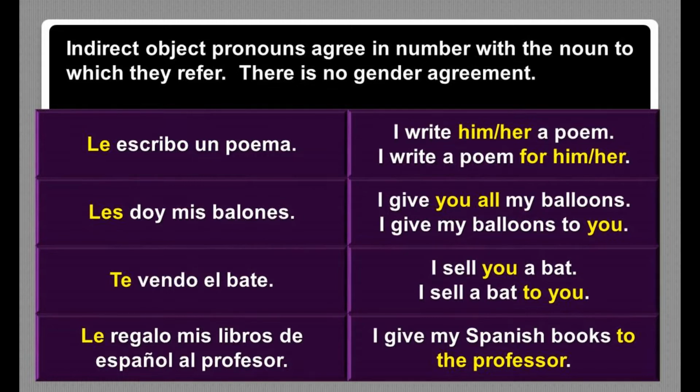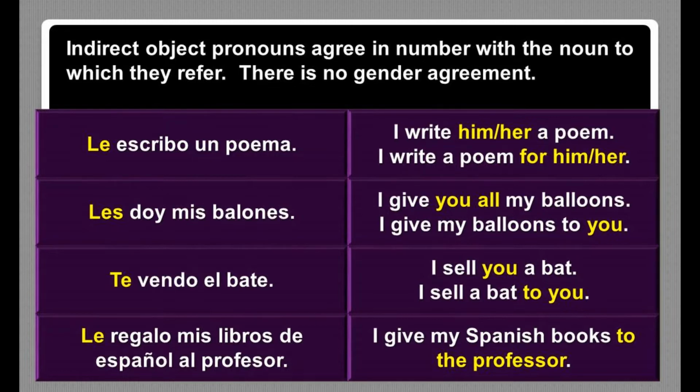The sentence Le escribo un poema, or I write him or her a poem, or I write a poem for him or her. Le means him or her, or for him or her, the indirect object in the sentence. Also, les doy mis balones means I give you all my balloons, or I give my balloons to you. Les means you or to you, which is also the indirect object in the sentence.